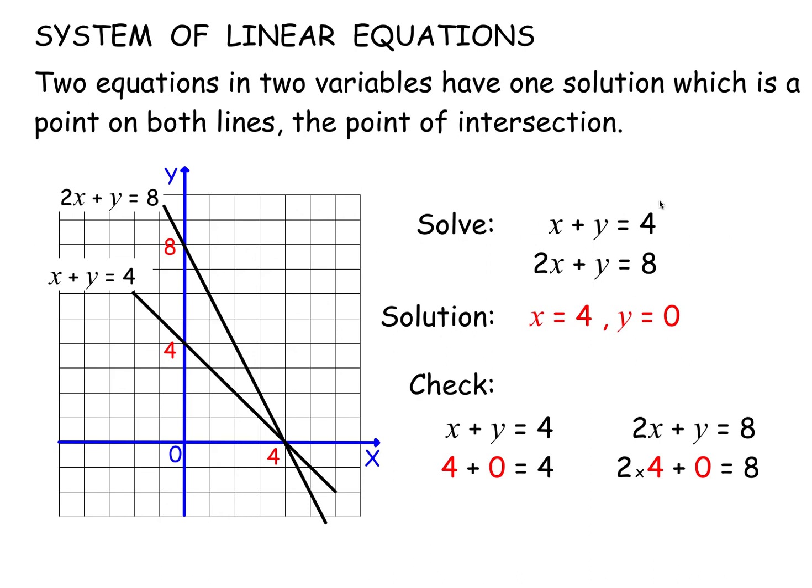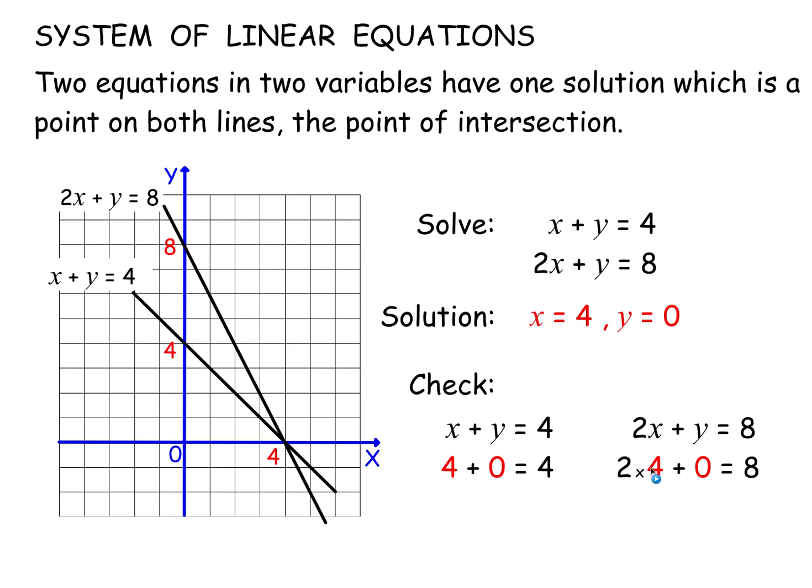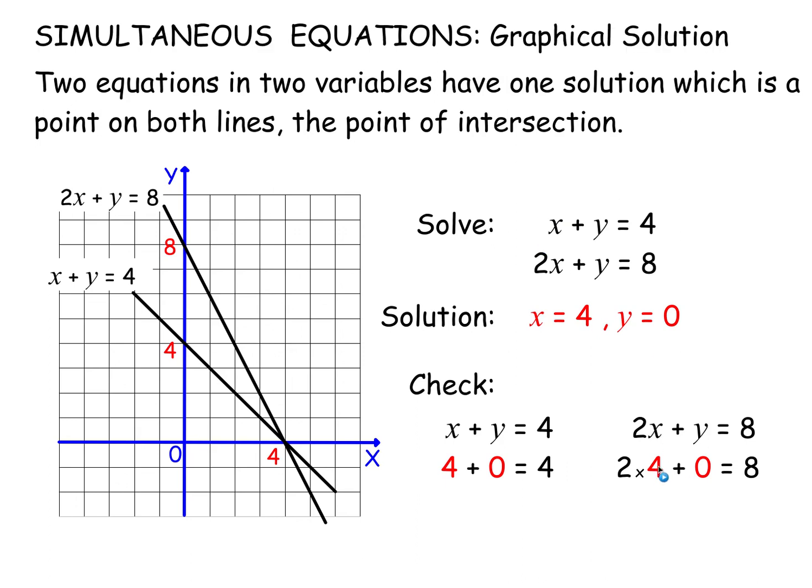So this is a system of equations. It's simultaneous equations because we're taking them together. So what we had was a system of linear equations. These are linear equations because their graphs are lines. It's a system because they're taken together. But we'll refer to them as simultaneous equations, and we've solved them using this graph. So this is said to be the graphical solution. So this is solving simultaneous equations, and this is the graphical solution because we've drawn the graphs.